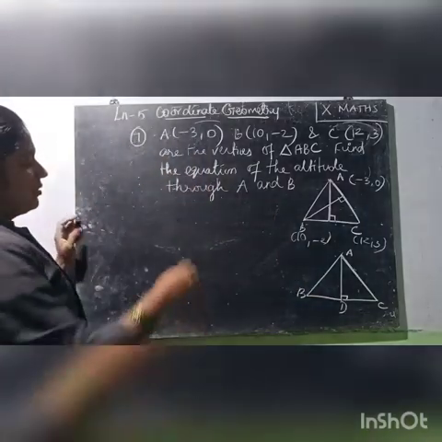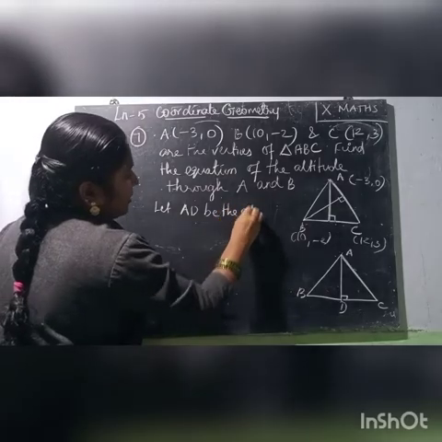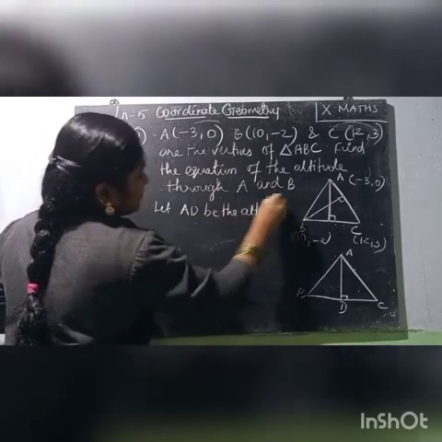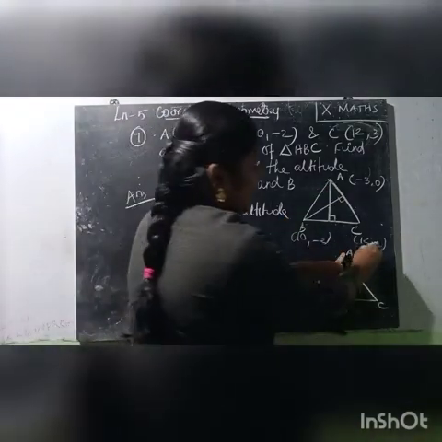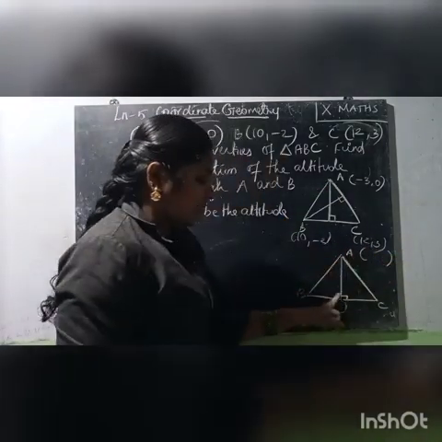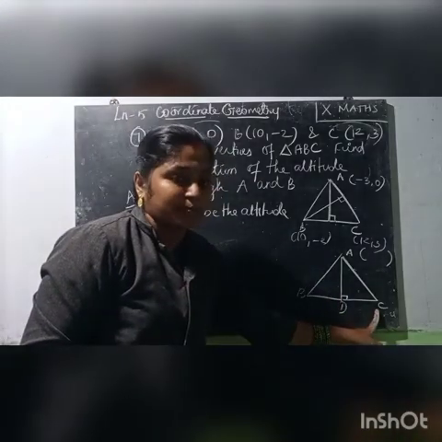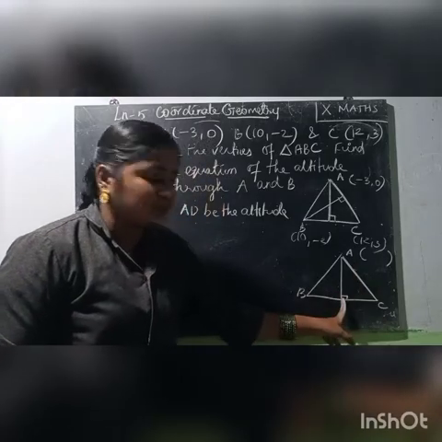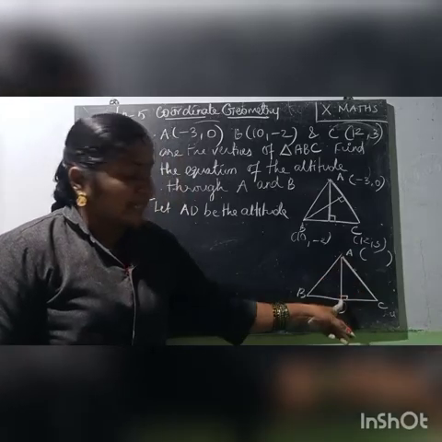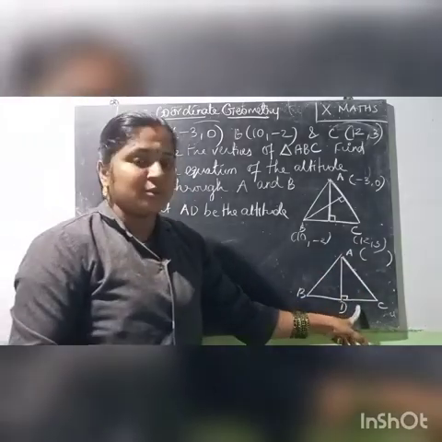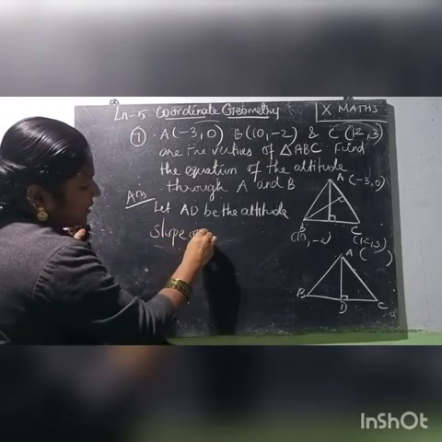Let AD be the altitude. We know vertex A, so we know one point. We can't find the point D here because this is not a midpoint. So we can find the slope, because BC is perpendicular to AD. If we know the BC slope, we can easily find the AD slope by using M1 into M2 equal to minus 1. So now let me first find the slope of BC.